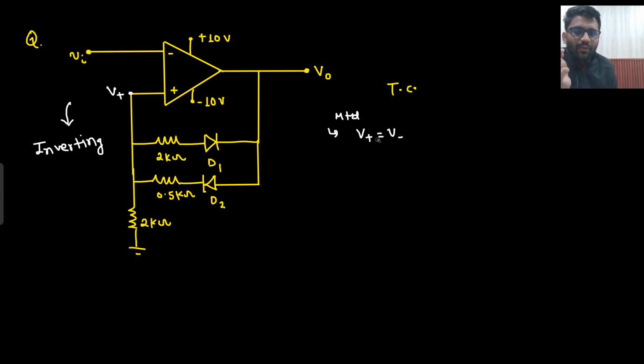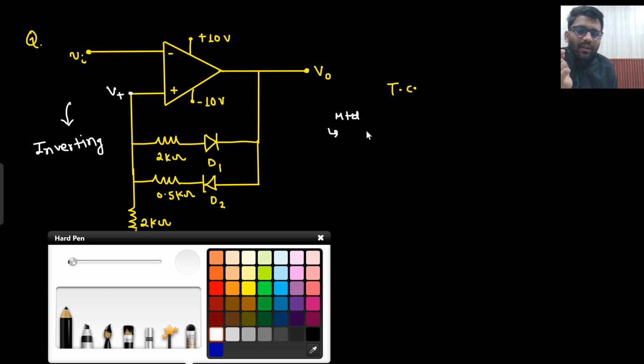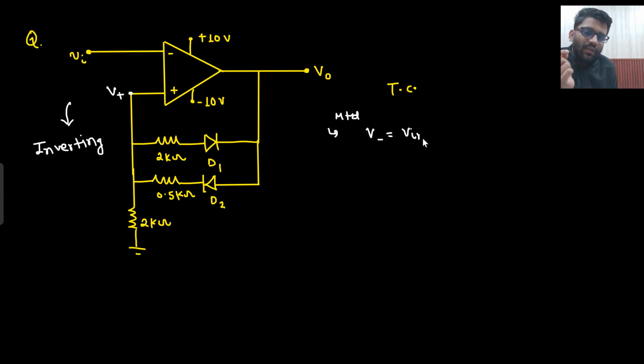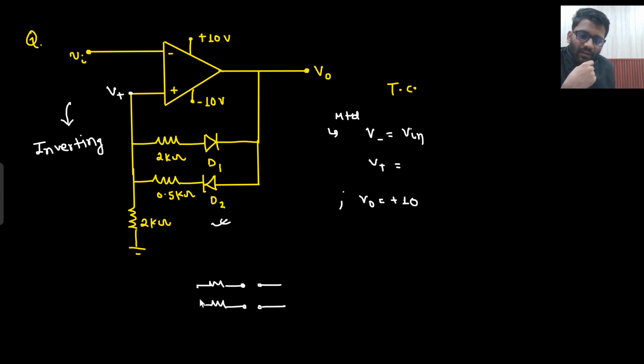So what do I know? That my V negative is equal to V in. How do I get V positive? For getting V positive, I can have two kinds of output. What is one kind of output? V naught could be plus 10 volt. If V naught is plus 10 volt, then which diode will turn on? This diode will turn on. Why is that so? You can apply the open circuit test. If I apply the open circuit test, what will happen? This is 0.5 kilo ohm, then the diode is open circuited. Here 2 kilo ohm, the diode is open circuited. Right? And this is the condition.